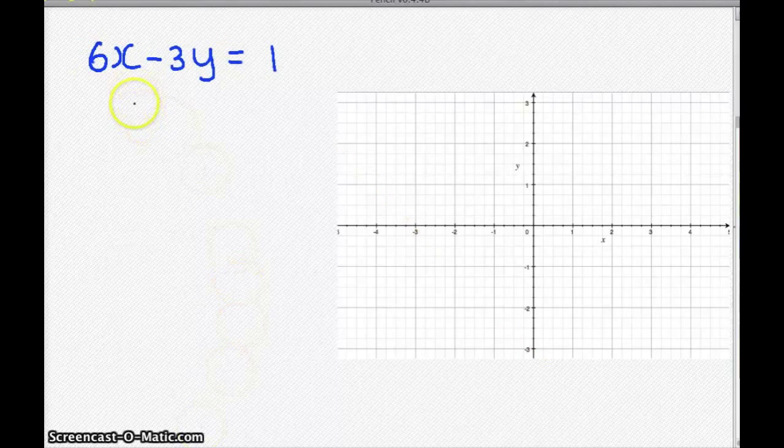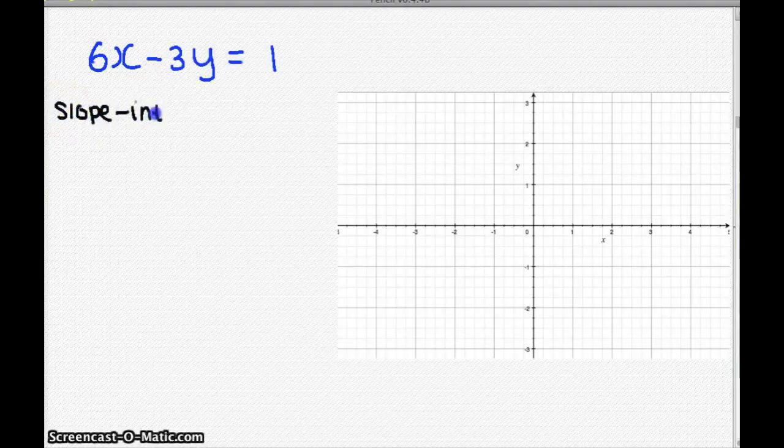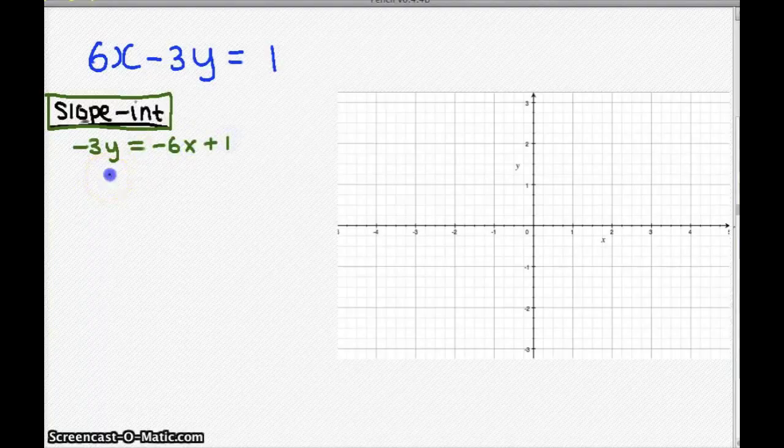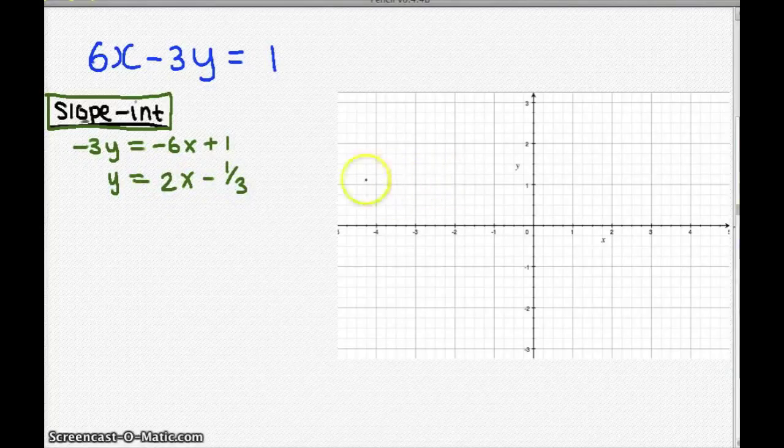Next we have 6x minus 3y equals 1. We don't really know if the intercept form or the y equals mx plus b form is going to work, so we're just going to start with the slope-intercept form. So -3y equals -6x plus 1. Then divide by -3 on all sides and you get y equals 2x minus 1/3. So the slope is 2 and the y-intercept is -1/3.